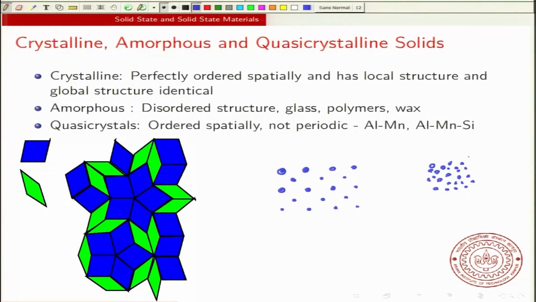Some examples of amorphous solids are glasses. You can have polymeric solids. You can have, for example, wax, which is an amorphous solid. You can have several different examples of amorphous solids. Typically, these amorphous solids collapse into powders, and you cannot form big crystals with them. A third, relatively recent discovery is that of quasi-crystals. These were discovered around 1980.